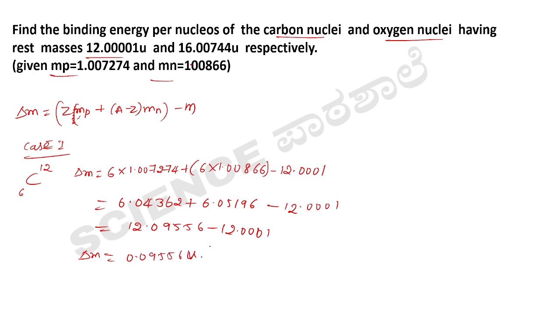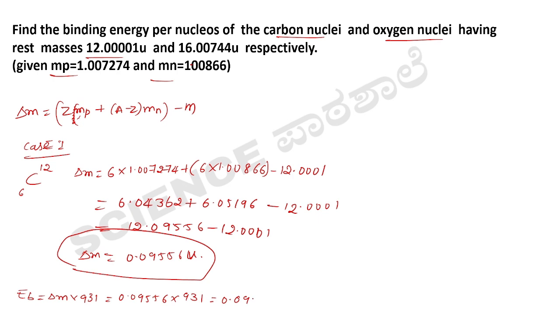If you do this, you will get delta M is equal to 0.09556 u. Okay, so once we calculate this, we have to calculate the binding energy. Binding energy EB is equal to delta M into 931. So delta M is 0.09556 into 931. Do this calculation again, I am writing this. So do this calculation and you will get 88.9636 MeV.